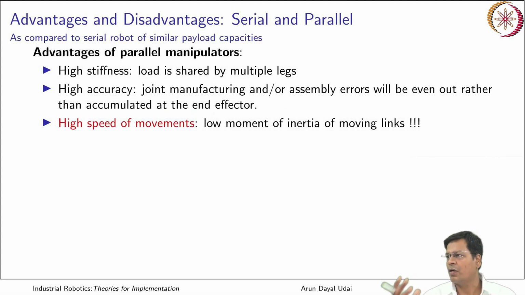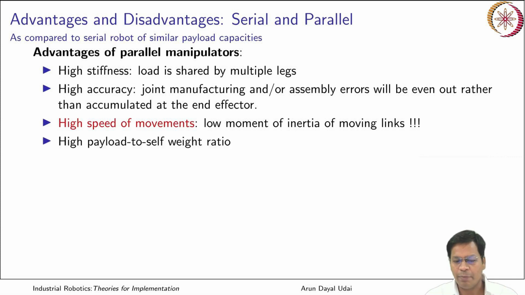You see, their links are the actuators themselves, and you don't have any actuator which is mounted on top of the link. So your links are very, very light, so that is making it a very low moment of inertia. So that is the reason why your links can move at very high speed. So effectively the whole robot can go at very high speed. Okay, so high payload to self weight, because your links are lighter, the whole robot is lighter for the same payload capacity. So a parallel robot has a very good payload to self weight ratio.